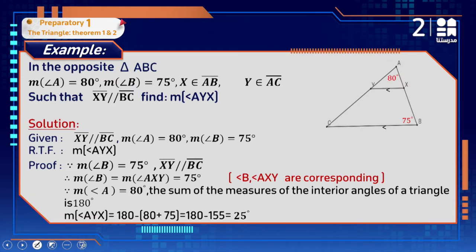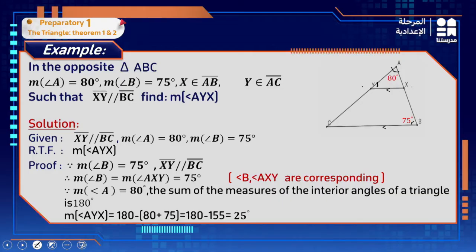Okay, example. In the opposite figure, a triangle ABC, the measurement of angle A is 80, which is given, and the measurement of B is 75. And X belongs to AB and Y belongs to AC, such that XY is parallel to BC. Find the measurement of AYX. We need this one. Do you see it? AYX. How can we find it? We are going to do our steps: given, required, and start our proof.